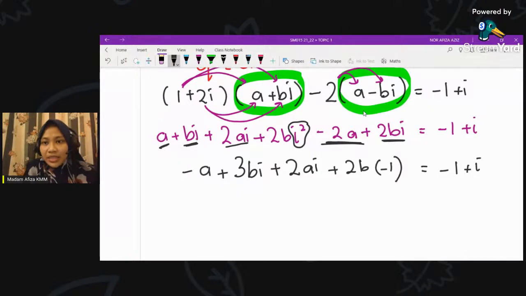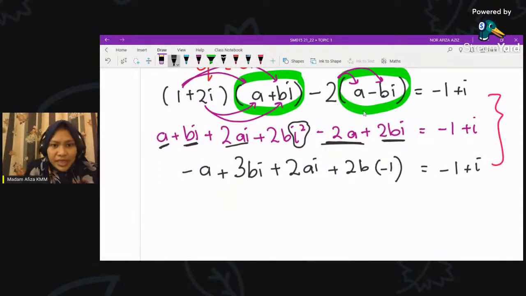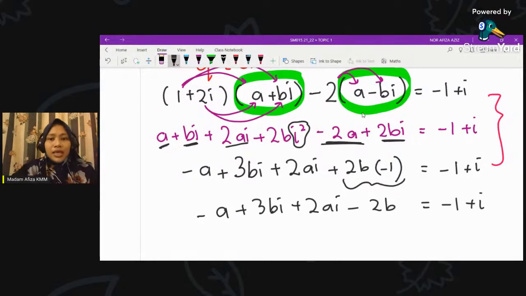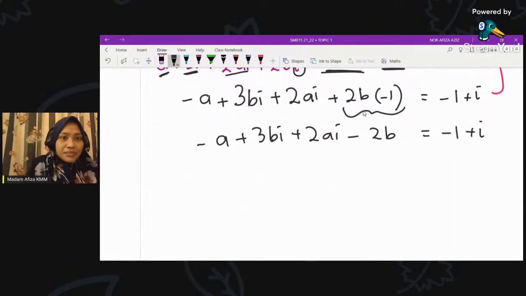Please do not bring the left side to the right side. Just leave the left side as it is. Next, we will see what we can simplify. So this becomes negative 2b. So negative a plus 3bi plus 2ai minus 2b equals this. Now we can compare, because everything is neat. Compare. Okay, what is the real part?